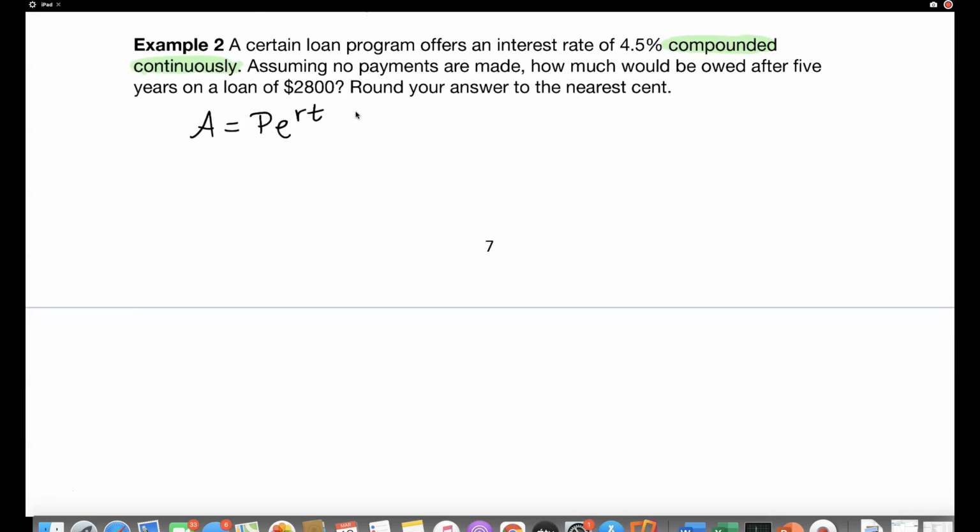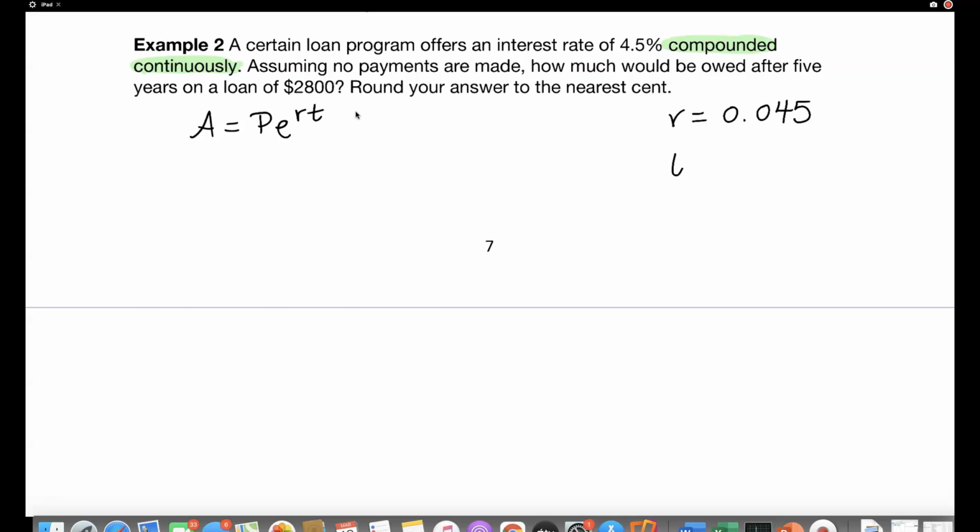It says a certain loan program offers an interest rate of 4.5%. So what I will do is say that R is equal to not 4.5, but 0.045. Remember to divide that number by 100 to convert it into a decimal. And because it said compounded continuously, that is why I'm using that formula. A equals PERT, P times E raised to the RT power. Assuming no payments are made, how much would be owed after 5 years?